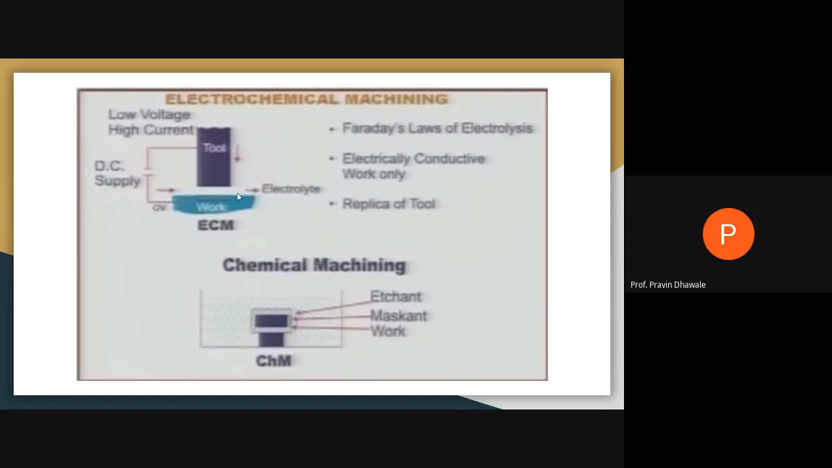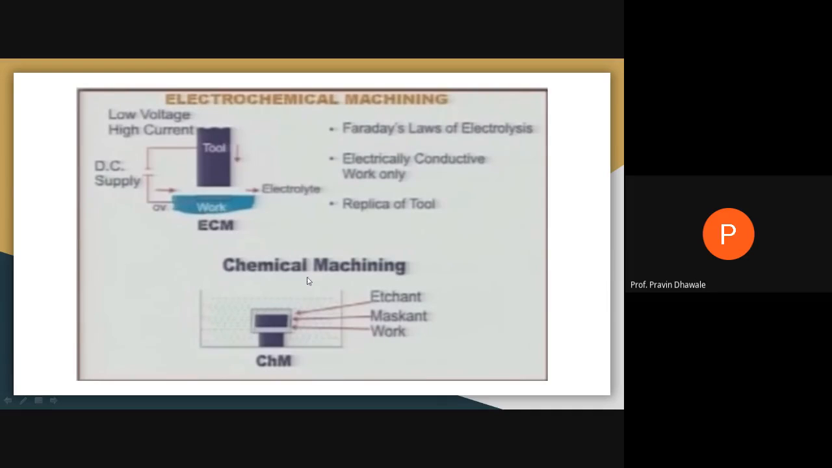We require an electrically conductive workpiece. Then and only then is material removed from the workpiece. And whatever the tool shape, its replica will be generated on the workpiece. That is all about the electrochemical machining process. The electrolyte is a solution that completes the bridge between the tool and the workpiece.